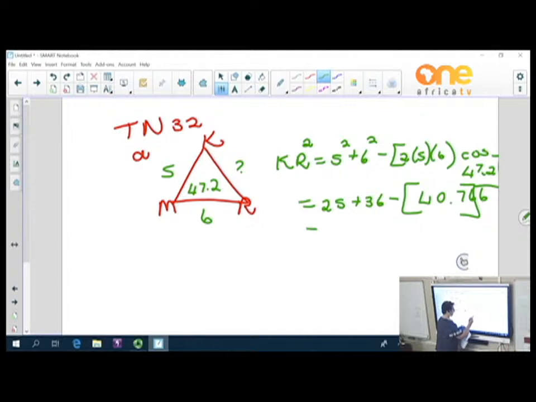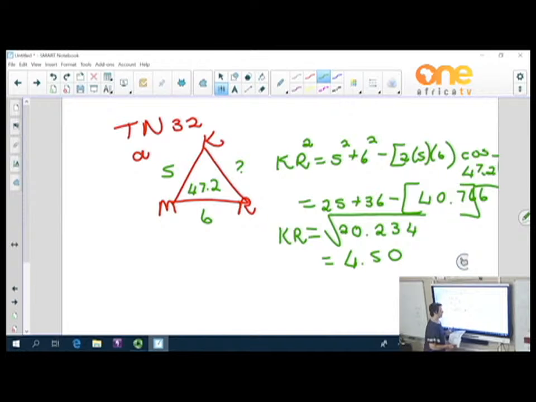Right, so in the next step, it will now be 25 plus 36 minus 40.766 is equal to, and there I have 20.234. But now remember, we want KR. So to get rid of that square, we will root this value. You will square root that one. And the answer is then, for that one, 4.5.